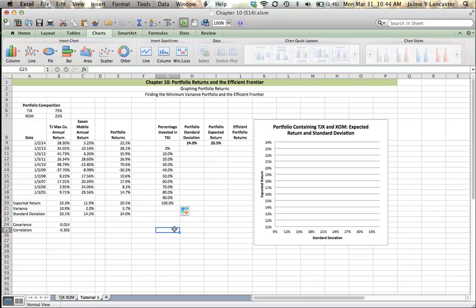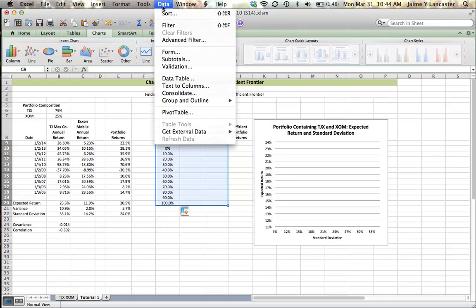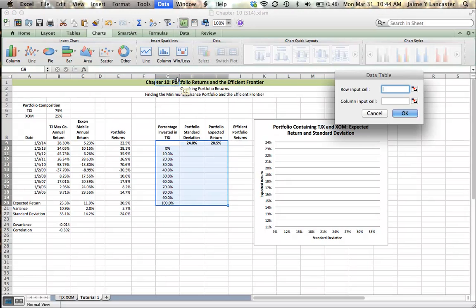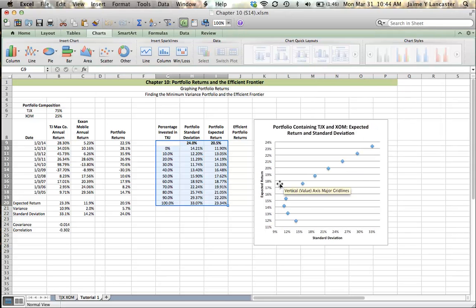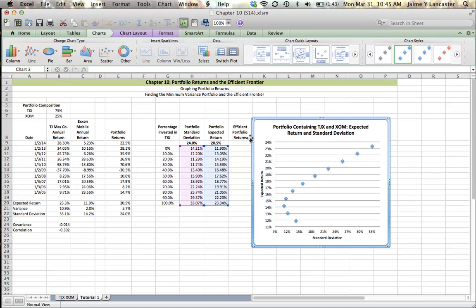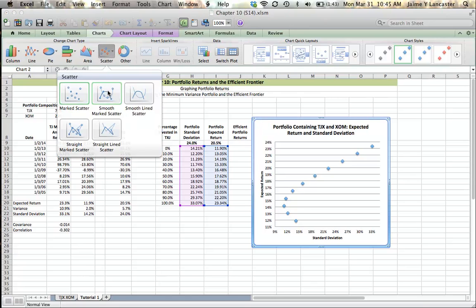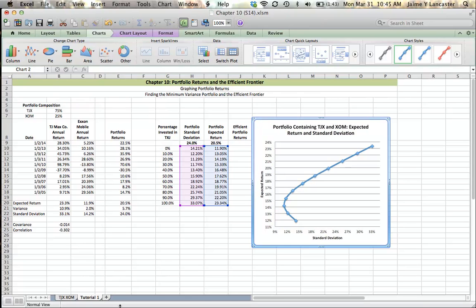All right, so I'm going to use the data table function to see how risk and return varies as a function of percentage invested in TJ Maxx. So in this case, I don't have a row input cell. My input is my column, and the input that I'm interested in is the percentage invested in TJ Maxx. So it pops up, our graph pops up. Let's change this briefly. I'm going to change it to a smoothed marked scatter. It makes it a little more obvious.